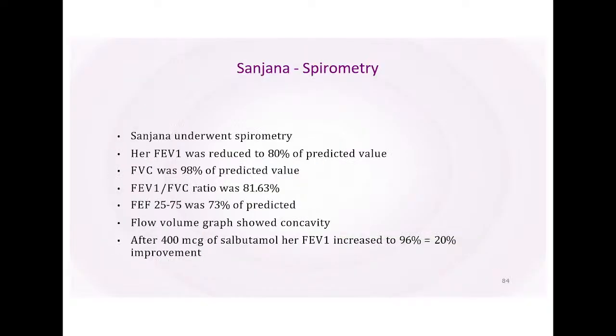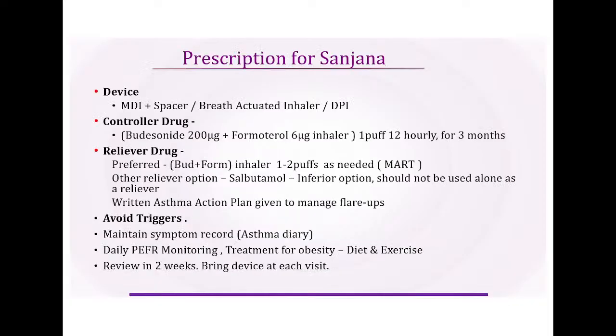Now Sanjana underwent spirometry. FEV1 was reduced to 80% of the predicted value, and FVC was 98%, that is normal. The FEV1 FVC ratio is 81%, and the flow volume graph shows concavity. If there is cupping of the graph in the flow volume graph, that indicates obstructive airway disease. After 400 micrograms of salbutamol, her FEV1 increased to 96%, and that indicates a 20% improvement, more than 12% improvement, suggestive of asthma-like conditions. So the prescription for Sanjana, again: device MDI with a spacer.